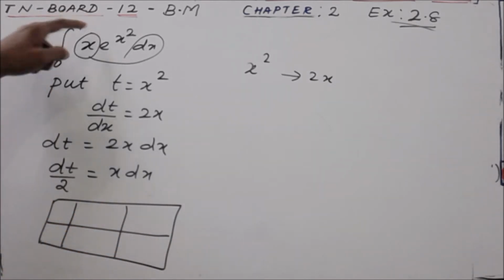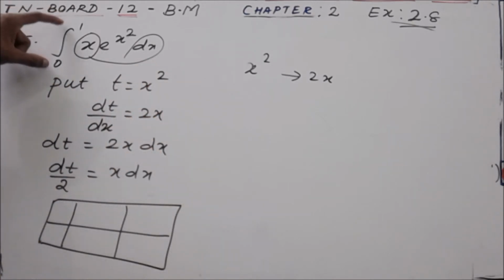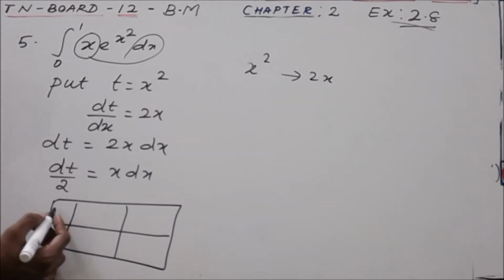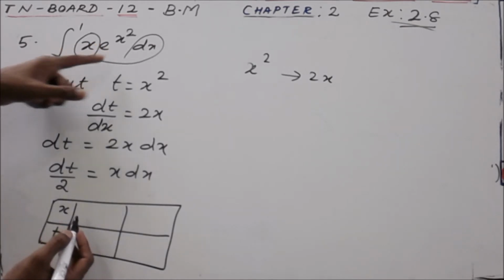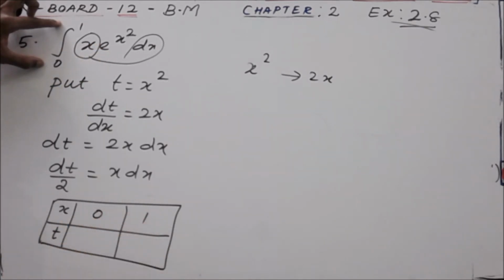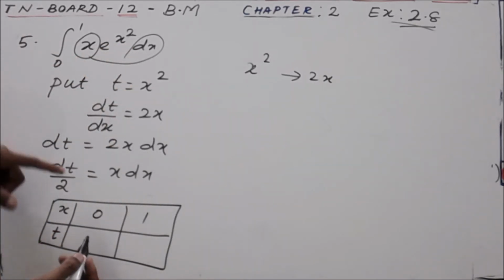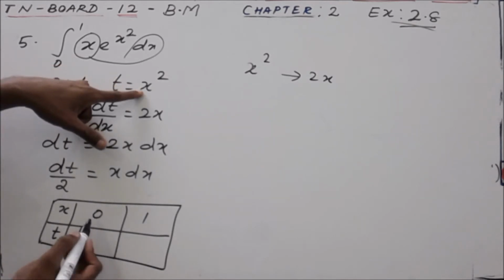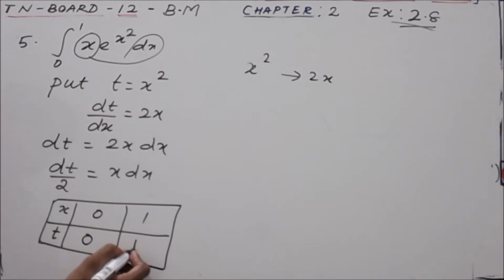If we go directly with these limits, the value will not be achieved correctly, because while changing the variables, the intervals, the limits, also change according to the value of t. So listen here, put a small table and mark x and t here. When the function is in x, we have the limits 0 and 1. Now when the function is converted to t, find the value of t: substitute x equal to 0 in t, 0 squared is 0, substitute x equal to 1 in t, that is 1.